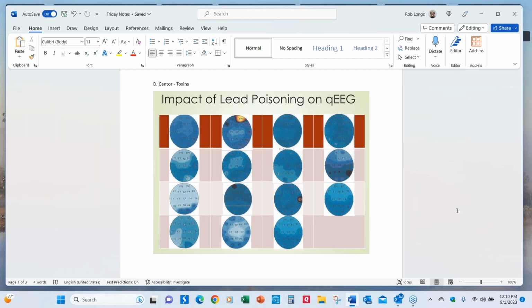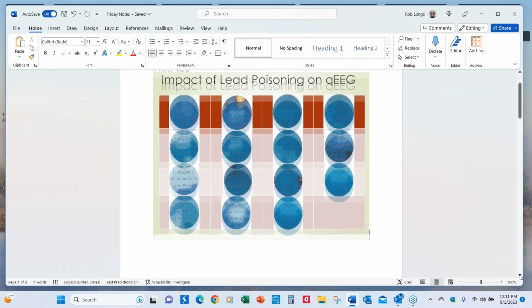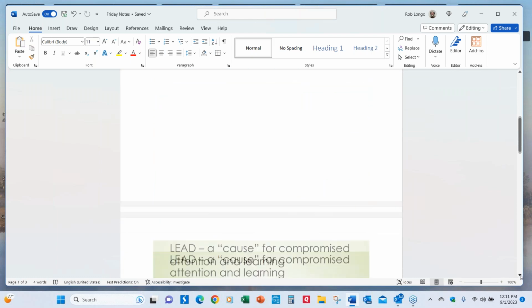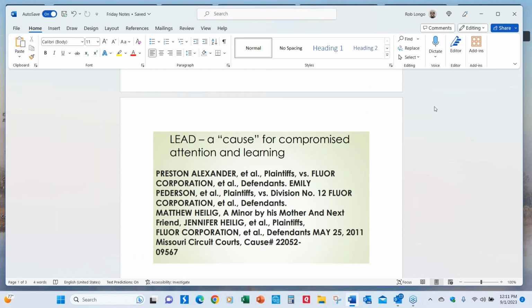So he has 2 hertz frontal delta, right? Yeah, that's there, and I'll verify that. Frontal delta. Yep. Okay, makes sense. Lead is a leading cause for compromised attention and learning. Well, these are just some citations, so he's got the research to support that.